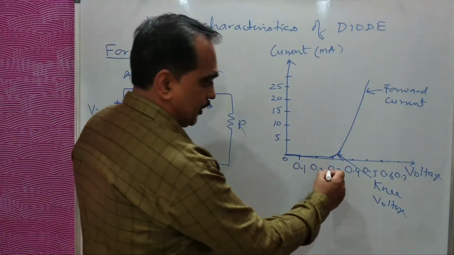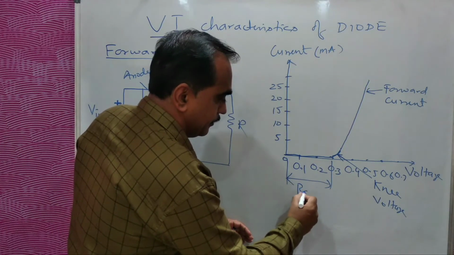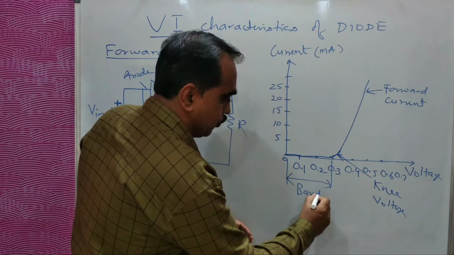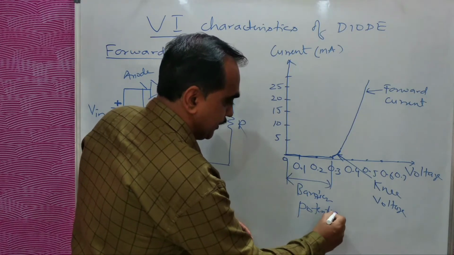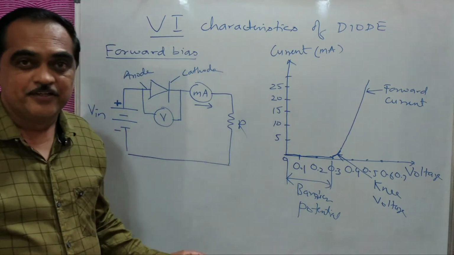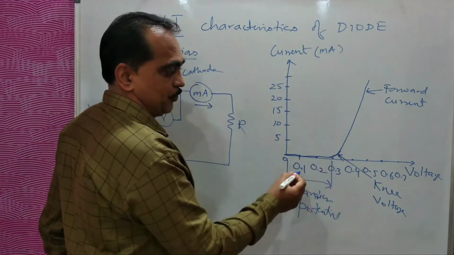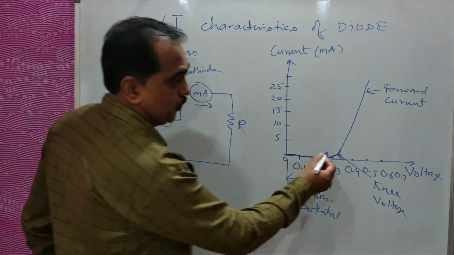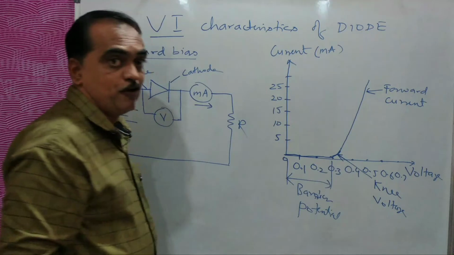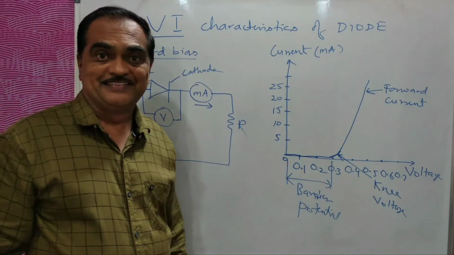Till the barrier potential was overcome, it was showing very less current, a small current. But as you cross the barrier potential, a little increase in voltage will also give a rapid increase in the forward current. Now this is your forward bias characteristics of a semiconductor diode.